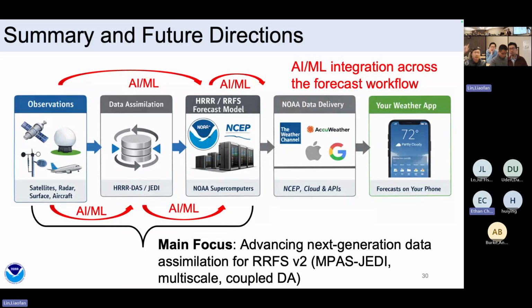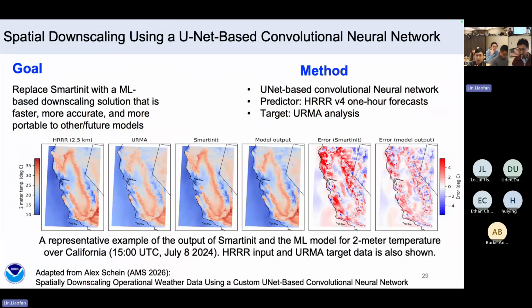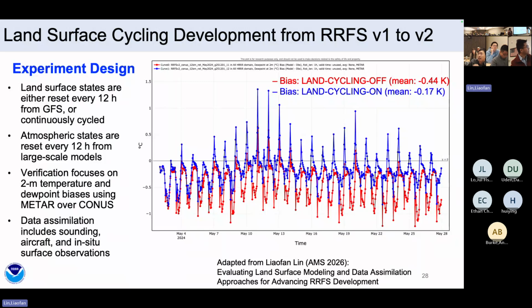Sure, I'll go for it. Would you please go back to the slide you showed with the land cycling off and on? If I'm understanding correctly, the figure is showing the bias, so that value is not the absolute prediction value. It's a bias compared to the observation. Yes, that's correct. This was the dew point.